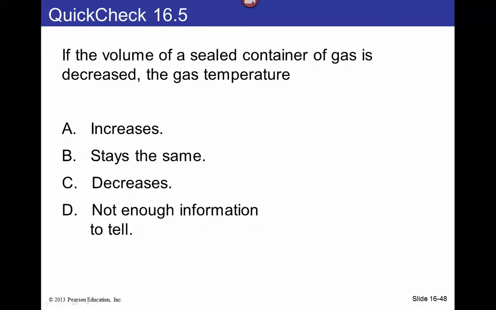If the volume of a sealed container of gas is decreased, the gas temperature, what does it do? Increases, stays the same, decreases, or not enough information? Take a minute to answer this question.